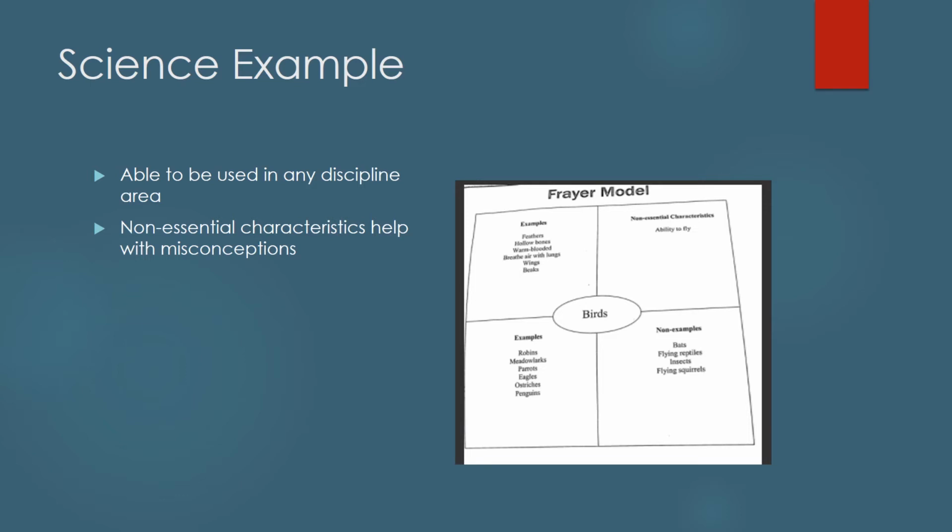I chose another example, a science example, to show that the Frayer model can be used in any discipline area. It could be used to show vocabulary words within a text. This sample shows birds as the vocabulary term. I want to point out that the non-essential characteristic here is that birds have the ability to fly. Younger students may not know that. That could be a misconception, that all birds fly. And also, they might think that since a bat flies, that it's a bird, when in fact it's a mammal.